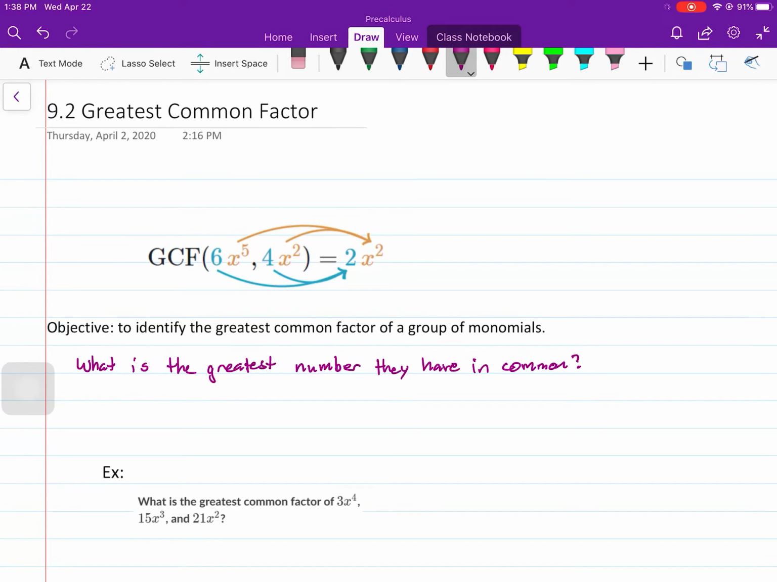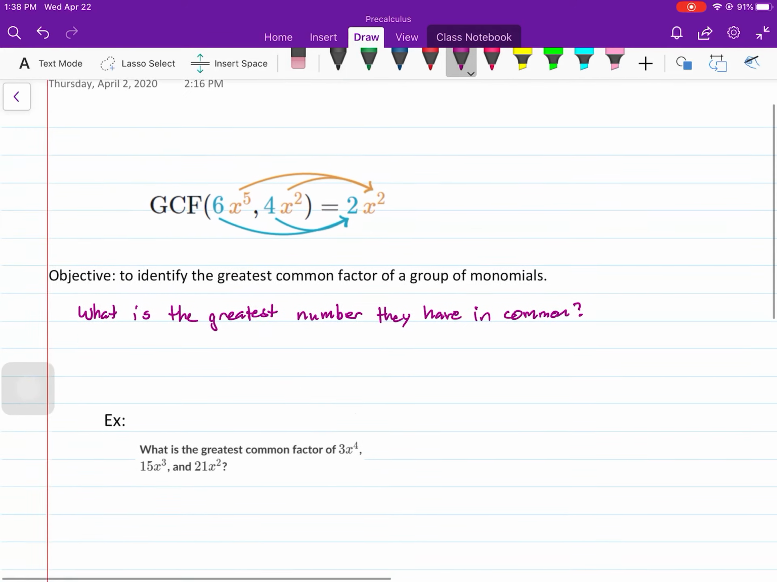All right, in this lesson, we're going to be looking at the greatest common factor. And I remember this goes back to middle school, 5th grade, somewhere around there. So, objective simple, we're going to identify the greatest common factor. In other words, you got to think, what is the greatest number that they have in common? What's the greatest number that both these numbers have in common?